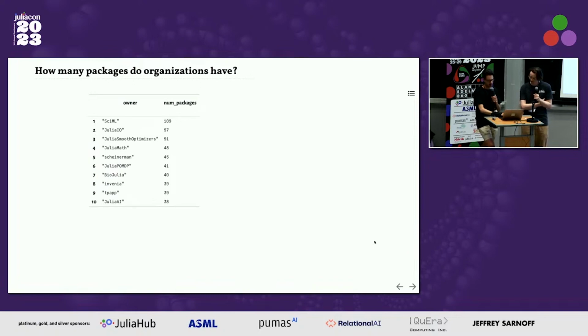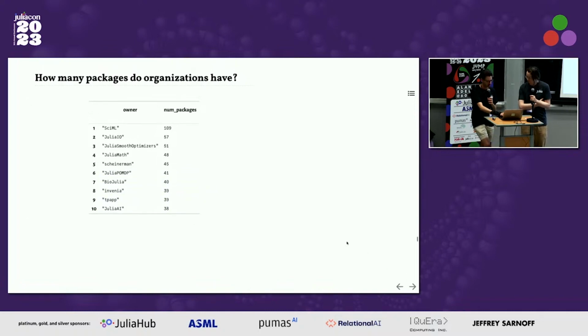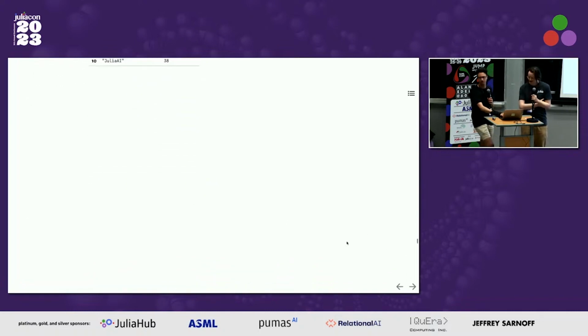And finally, how many packages do organizations have? Most packages are hosted in the SciML organization on GitHub, and then there is Julia.io, Julia Smooth Optimizers, Julia Math. This one I think is actually a user, so we call them organizations on GitHub, but this is actually a user account. Then there is Julia Pomdi, BioJulia, Invinia, Thomas Pub, and Julia AI. So this is the top 10 of the organizations who host most packages, and I think that's it.